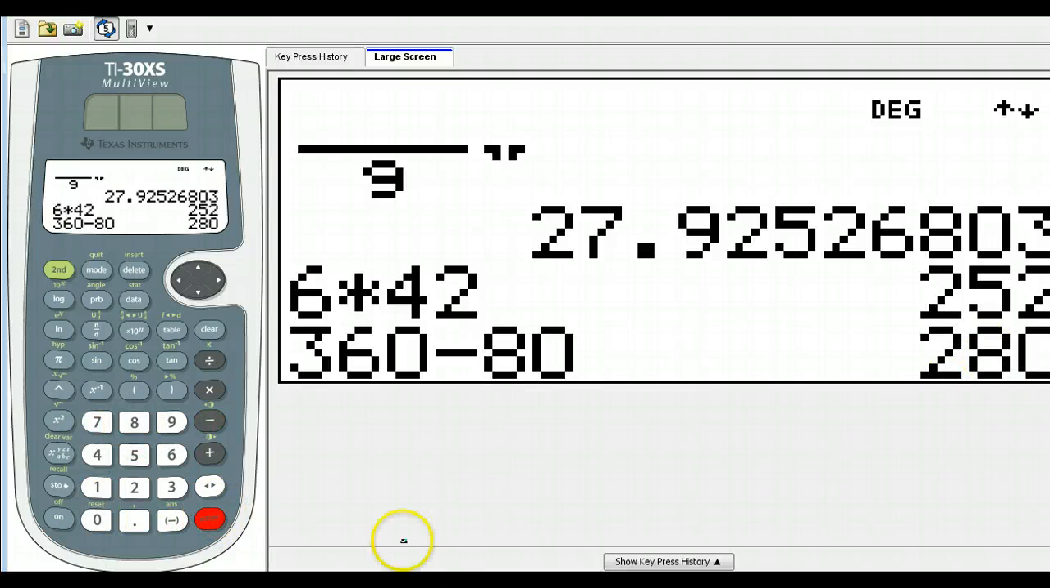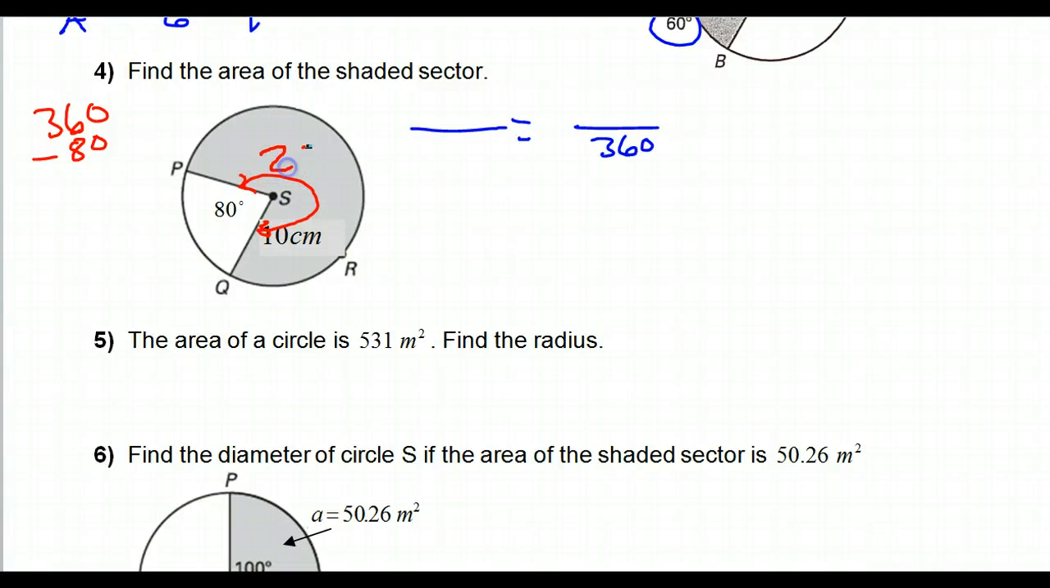Okay, so that's what's left. So that means 280 degrees. That's this big angle over here. Alright, like that's the major arc. So that's what we're doing. So do not fall for that trap.